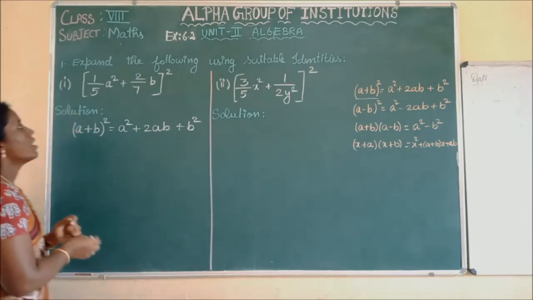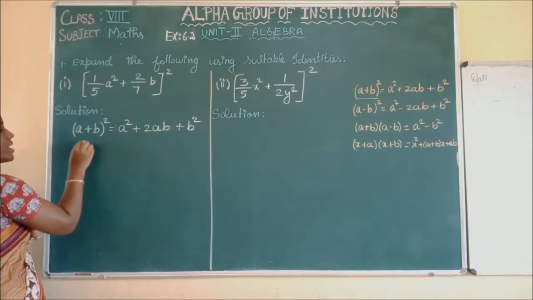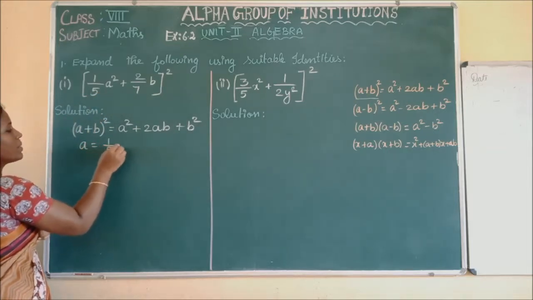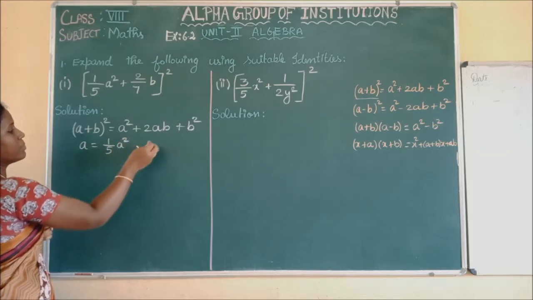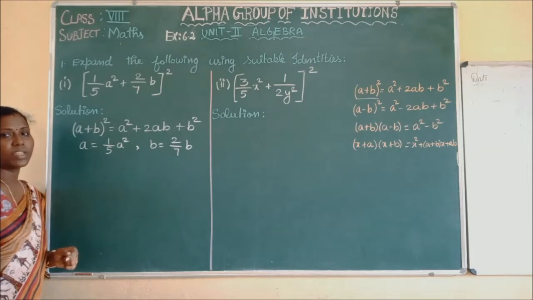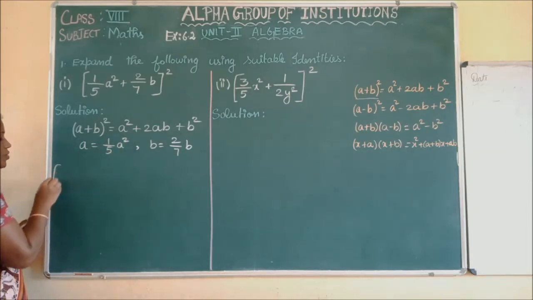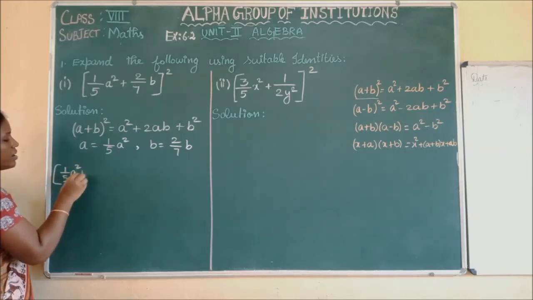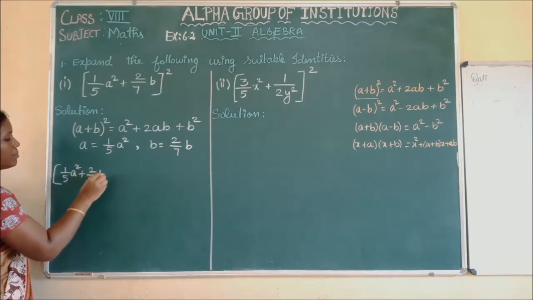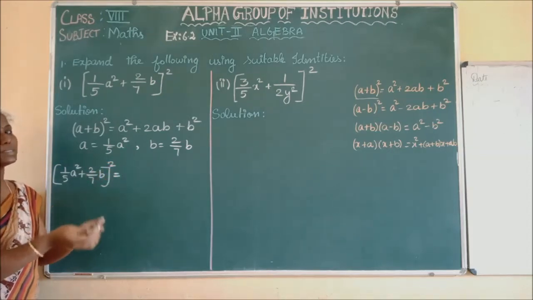Okay, now we are going to expand this. In the place of a, we have a is equal to 1 by 5 a square, and in the place of b, we have b is equal to 2 by 7 b. Shall we substitute in this identity and find the answer? Now a plus b the whole square, that is 1 by 5 a square plus 2 by 7 b the whole square, is equal to a square plus 2ab plus b square.